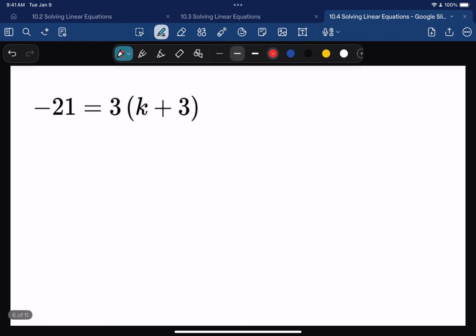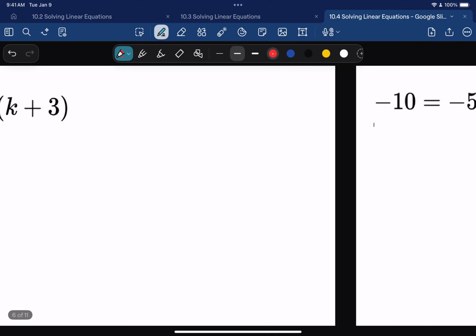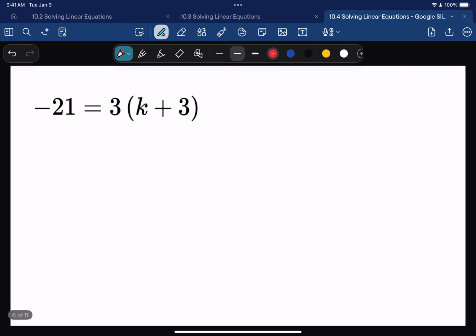So let's just do another example here. Yeah, we've got a couple more examples. I'll just do it a couple more times, and I'm going to go through them fairly quickly. So let's do the distributive method for this one. So we could go 3, we're going to distribute it inside here. So our new equation will be negative 21 equals 3k plus 3 times 3 is 9. Okay, so now we have our equation.